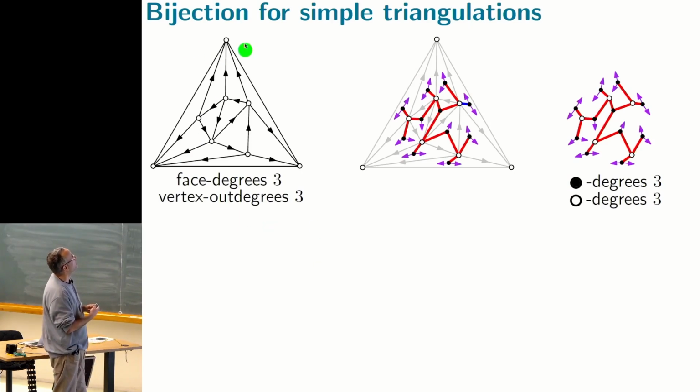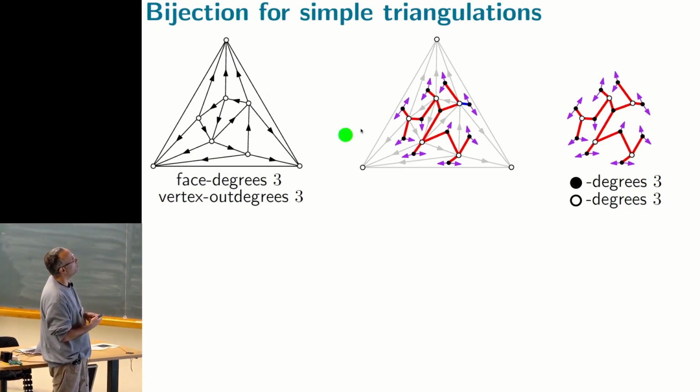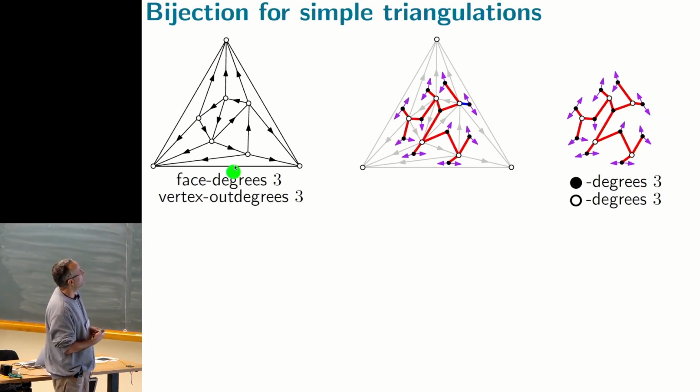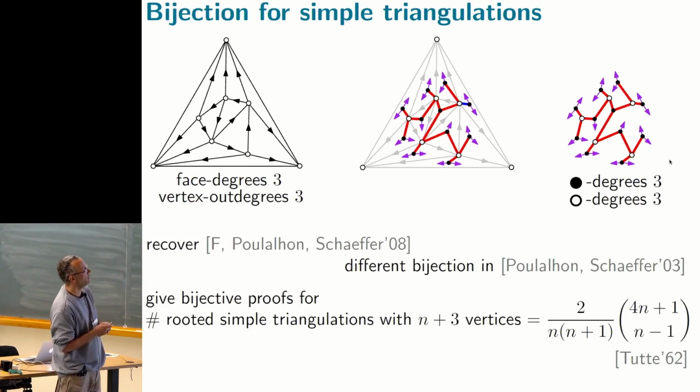So we start from a simple triangulation. We endow it with the canonical, the minimal 3-orientation. We apply the bijection, and what we obtain is a blossoming mobile, and the constraint that faces have degree 3 means that black vertices have degree 3 here, and white vertices have out-degree 3. Okay, so now these trees can be counted easily.